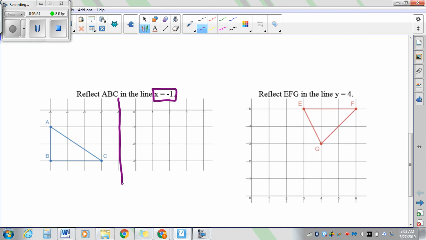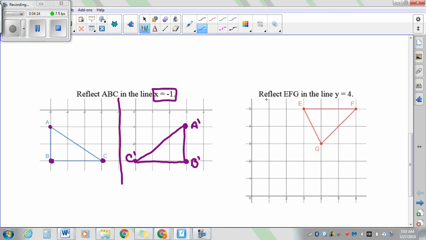So I'm going to do the same process. A is 1, 2, 3, 4 away from the line. So 1, 2, 3, 4 would be A prime. B is 1, 2, 3, 4. So 1, 2, 3, 4 for B prime. C is 1 away. So if I go 1 away, that would be here. And connect them all into a triangle.